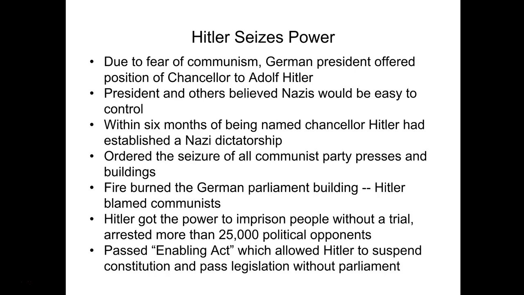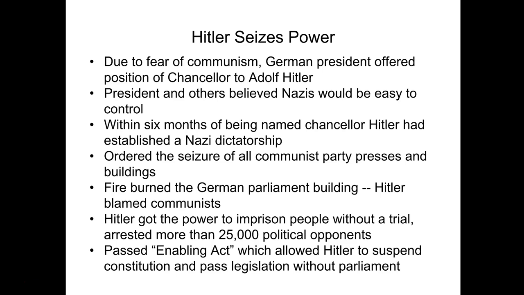Hitler is able to quickly grab power because of the fear, turmoil, angst, and general anxiety that's being experienced throughout Germany. Everyone in Germany is afraid of communism because of this revolution that had sprung up in Russia and because of the revolution that almost sprung up in Germany quickly following World War I. So Hitler uses that to his advantage, and the president of Germany offers the position of chancellor to Adolf Hitler.